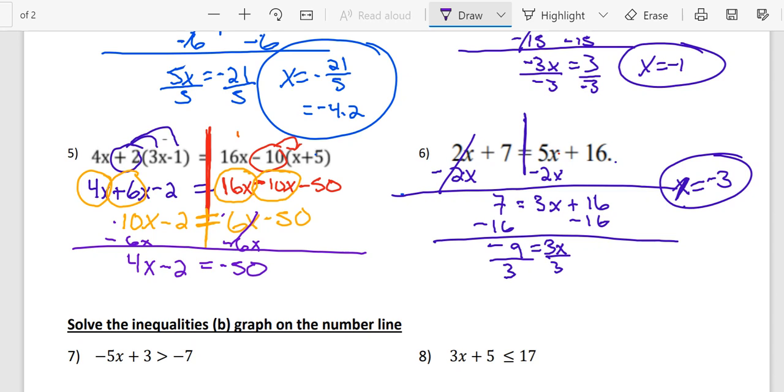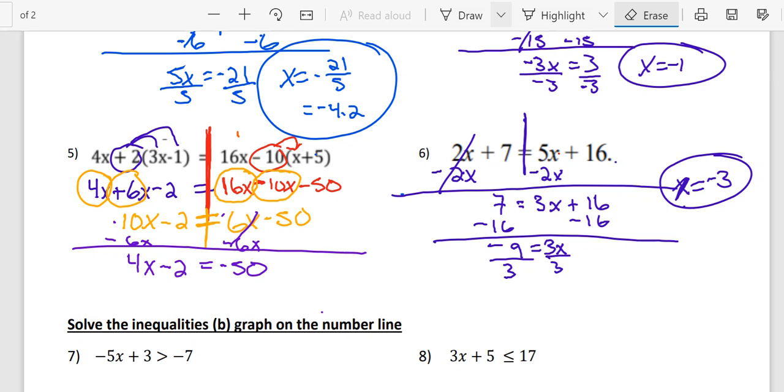Now just to again clarify why I chose to move the 6 versus the 10. If I move the 10x, I'm going to have over here 6x minus 10, which would mean I would have a negative 4x. And that's traditionally where students have more mistakes and issues, is when they have negative. So if you can avoid a negative, avoid it.